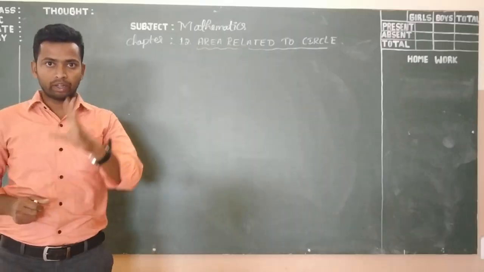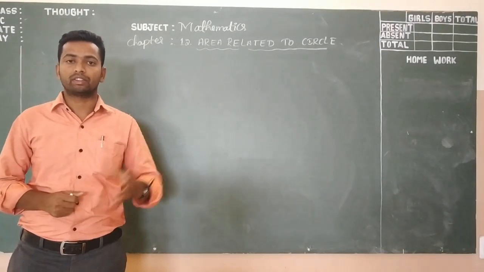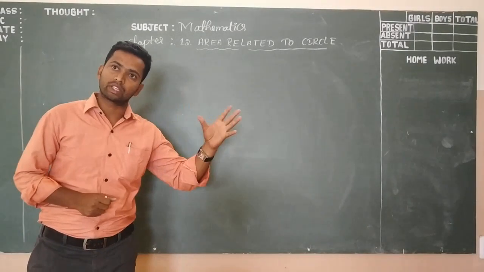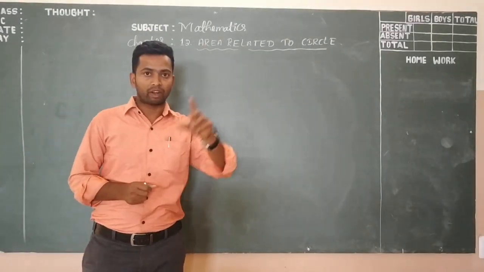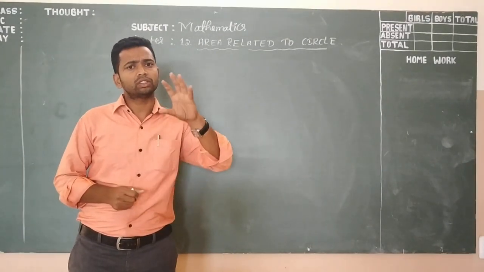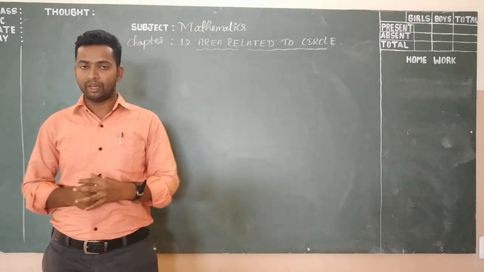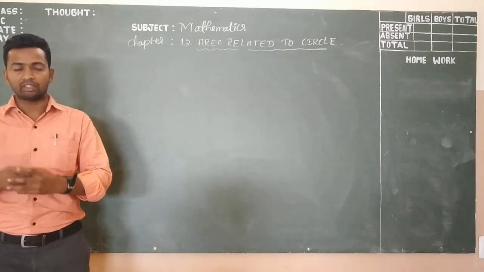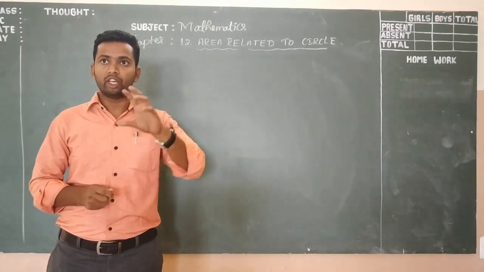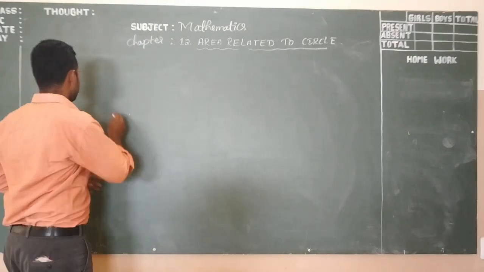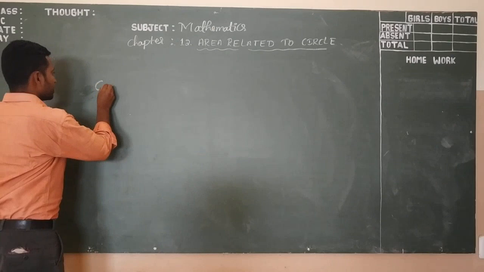Namaste students, today we are going to discuss an area related to the circle. In the earlier class, we learned about the diameter and circumference of a circle. The circumference of a circle is nothing but the perimeter of the circle. The circumference of a circle is a constant multiple of the diameter. That means the ratio of the circumference to the diameter equals pi.